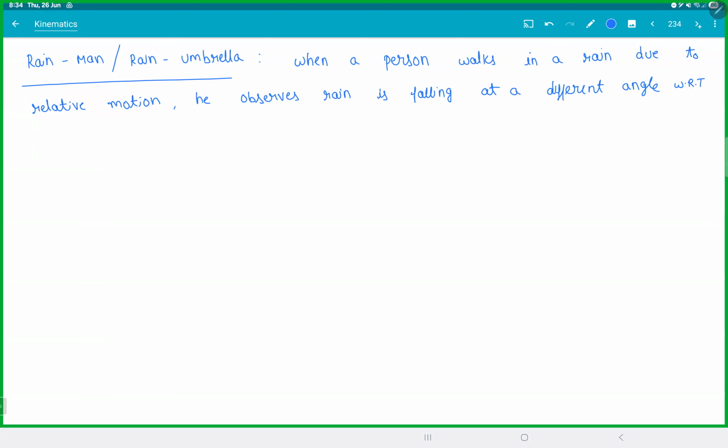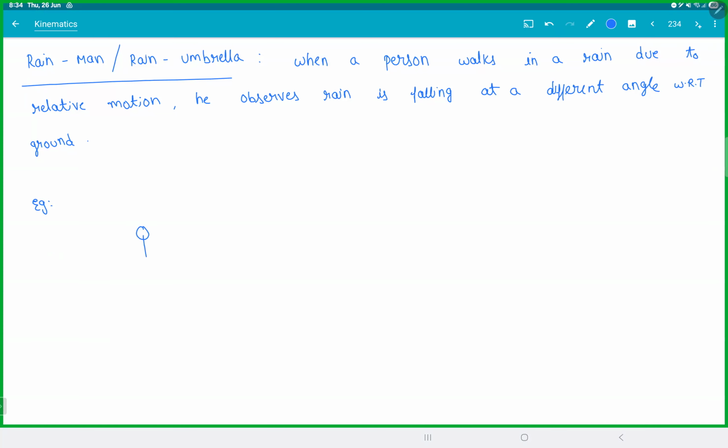So simply what we're saying is, whenever the rain is falling, who is the observer? The observer is the man. In relative motion, remember what is step one? Choose an observer and subtract the velocity. So in rainman problems, we don't have that headache. We always know we have to subtract the velocity of the man. The idea is pretty simple. Let me show you with an example.